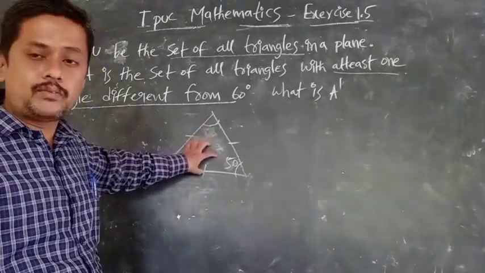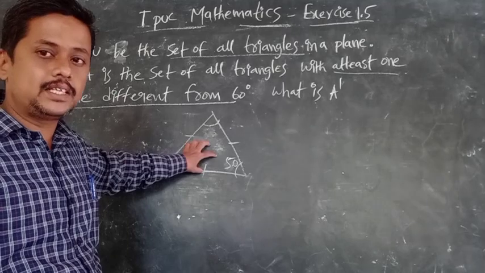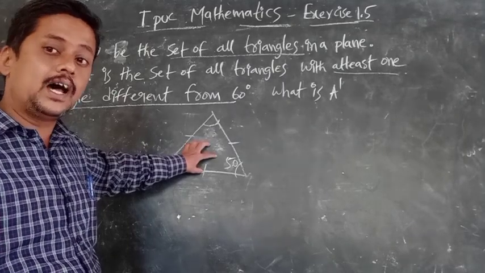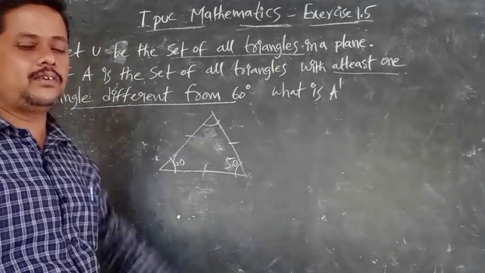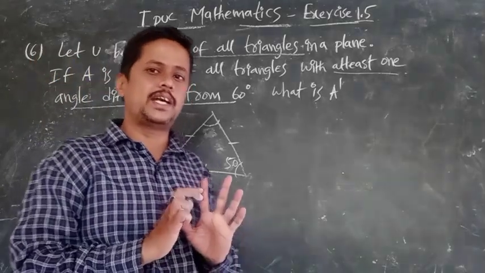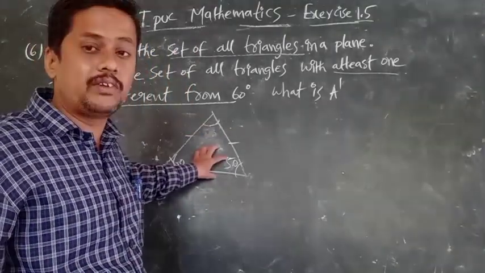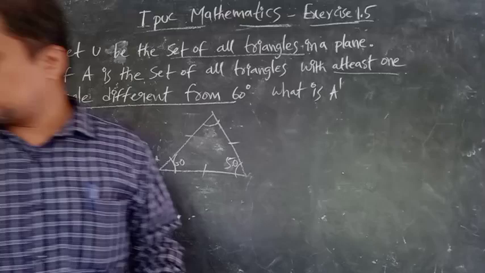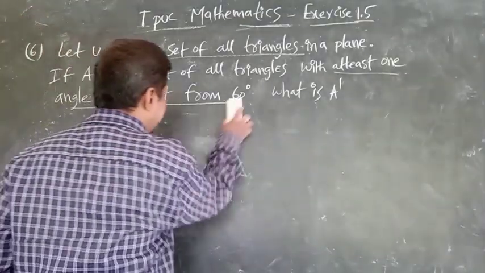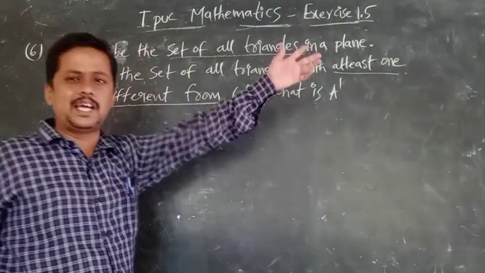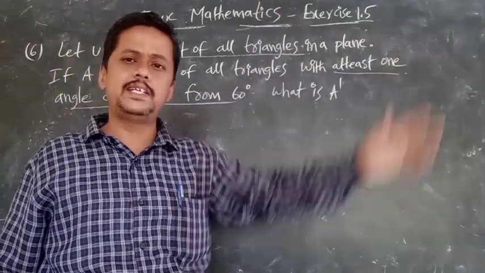What is this type of triangles? This type of triangles are known as non-equilateral triangles. Non-equilateral triangles are never equilateral triangles. A set is non-equilateral triangles. Okay. So to understand simply, non-equilateral triangles must be scalene triangles. Otherwise it is an isosceles triangle.